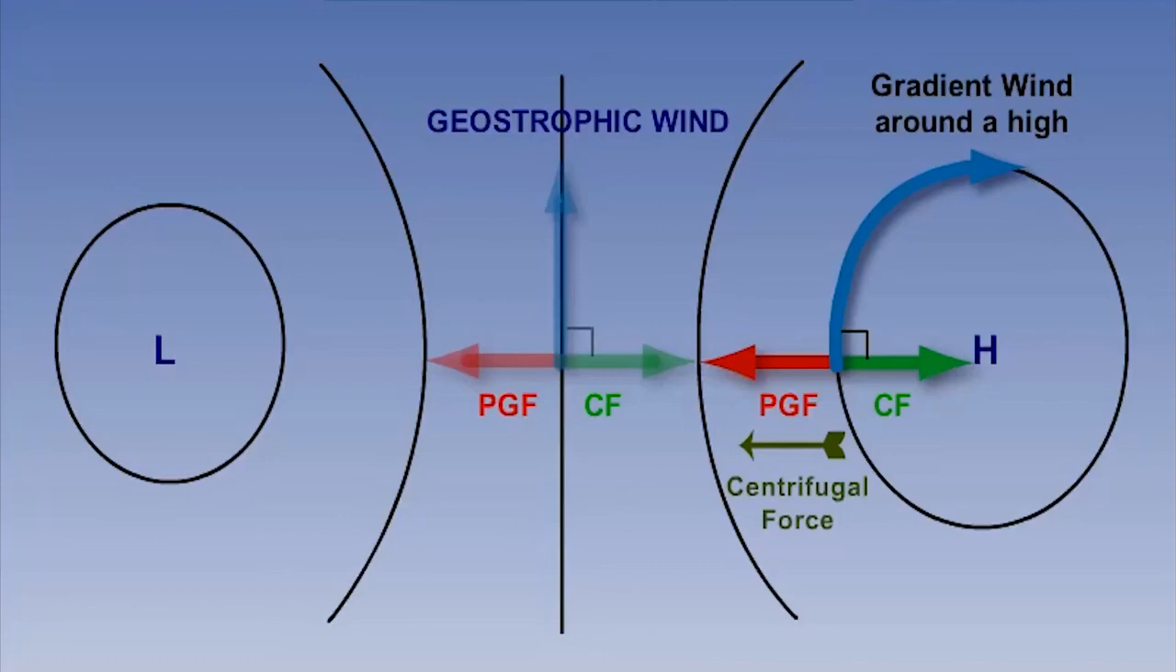The gradient wind is a truer indication of what the wind is actually doing. So around a centre of a high pressure, just remember that the gradient wind is slightly faster than the geostrophic wind.